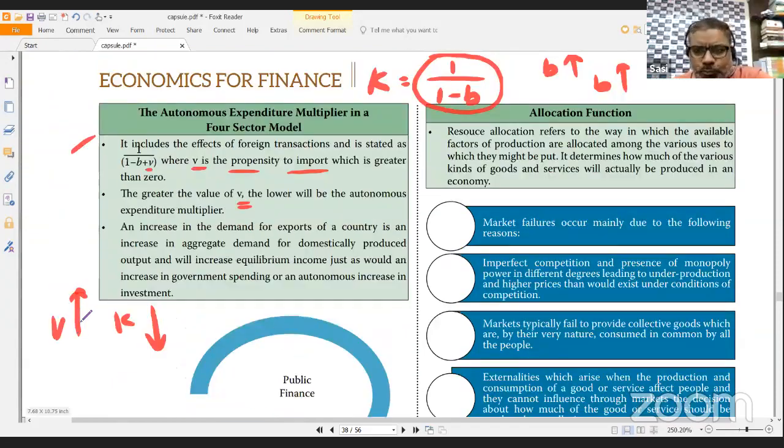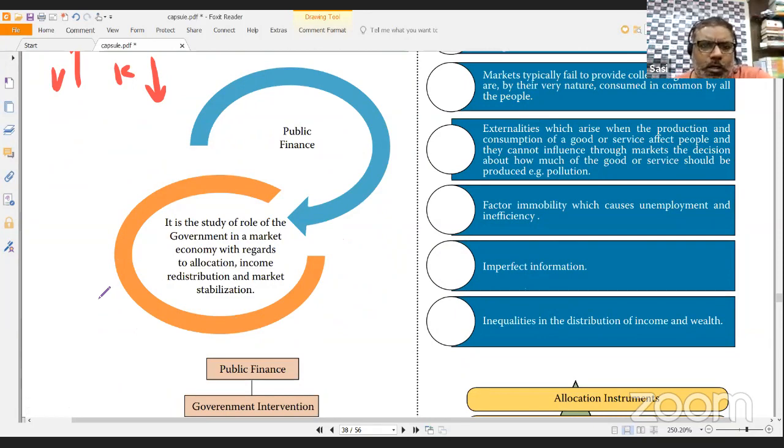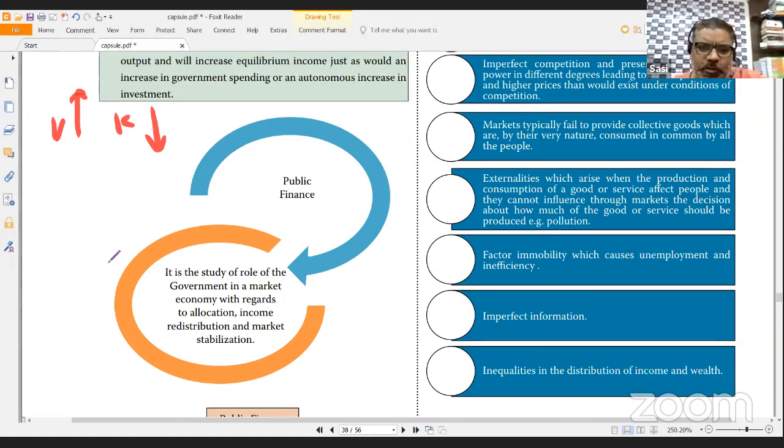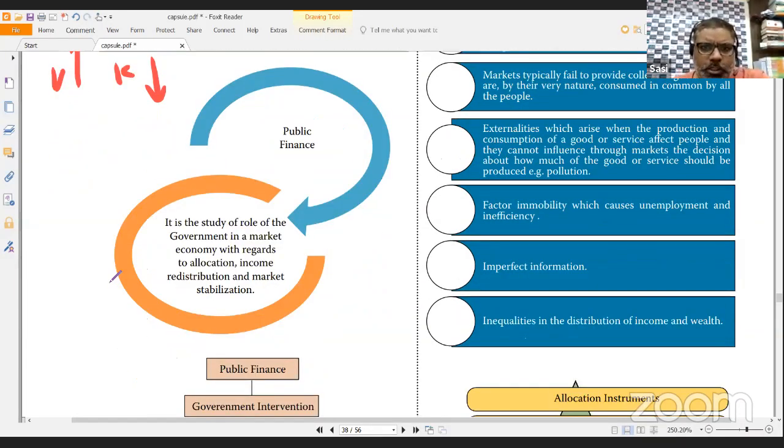That is the overall understanding of national income in different names, and at the same time, three different layers or situations of economies: two sector, three sector, and four sector models. Now, moving on to the second chapter or topic, public finance.